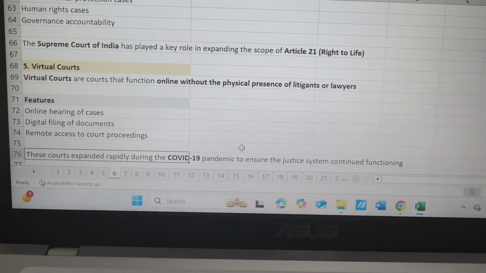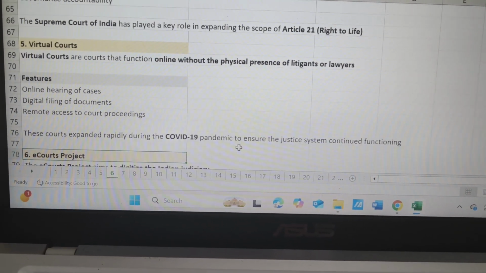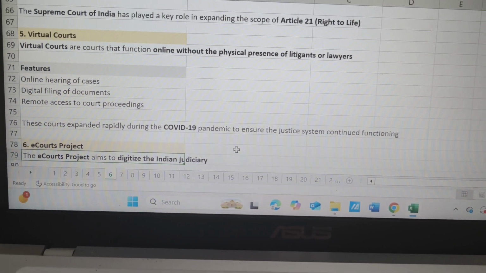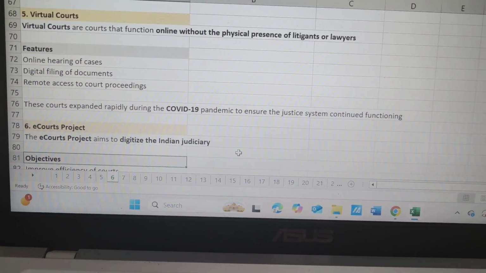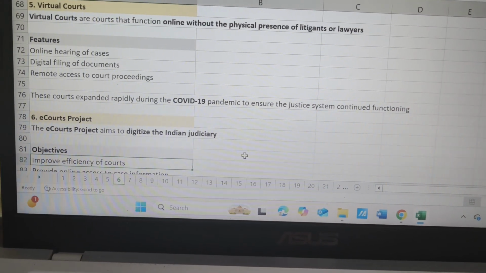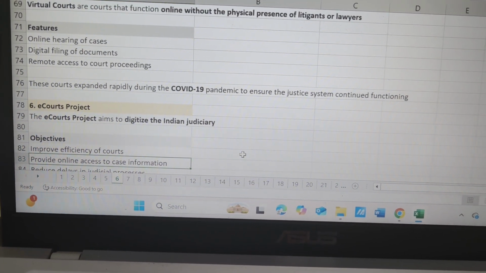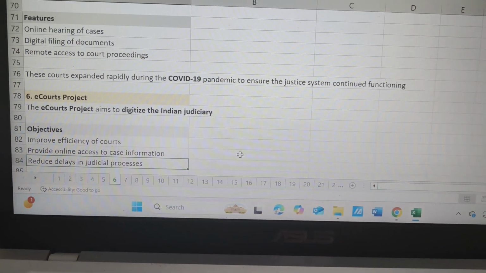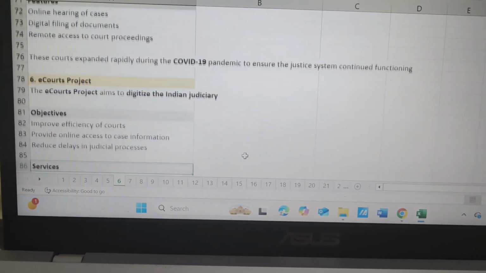Now let us talk about virtual courts. Virtual courts are courts that function online without the physical presence of litigants or lawyers. Features: online hearing of cases, digital filing of documents, remote access to court proceedings. These courts expanded rapidly during the COVID-19 pandemic to ensure the justice system continued functioning.